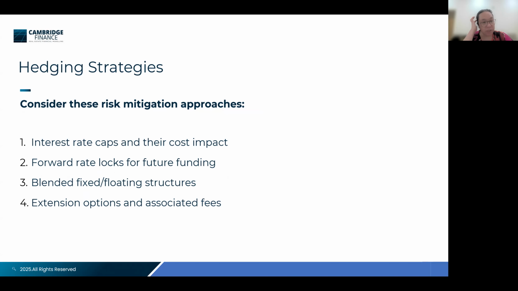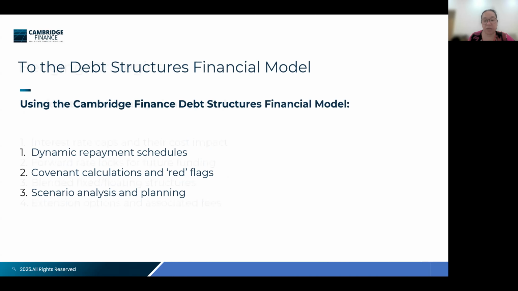Hedging strategies as well. So we need to consider risk mitigation approaches. Interest rate caps and the cost. Again, we mentioned Chatham Financial, which can look at those. Forward rate locks for future funding as well. Blended fixed rating structures, extension options, and associated fees. So there are also hedging strategies: if you think hedging is the best approach, or if you think interest rates are just going to go down, then I'm happy not to hedge. Okay, but you need to do this trade-off.